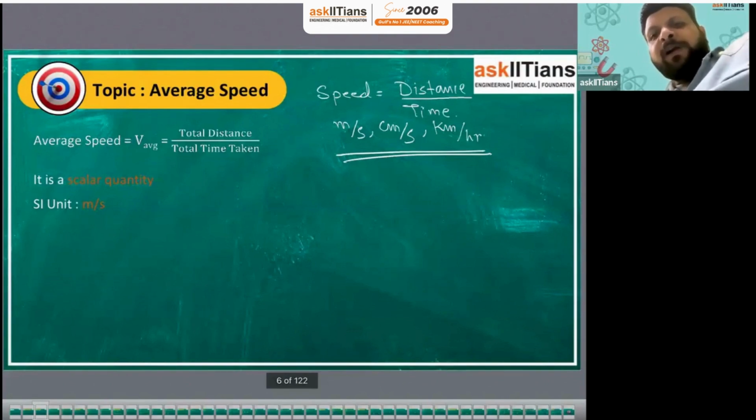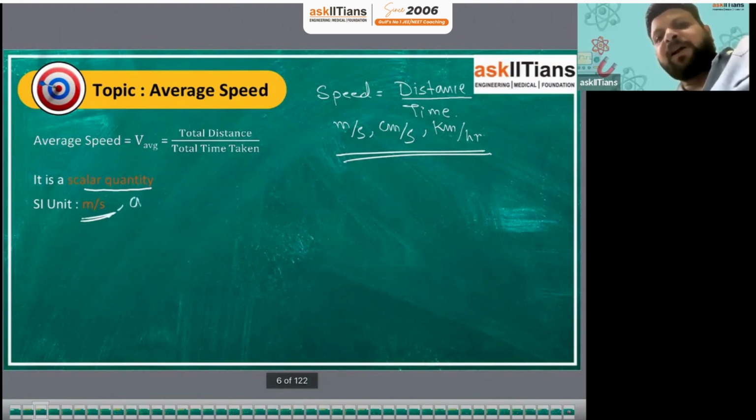It is a scalar quantity. Speed is a scalar quantity, so average speed is also a scalar quantity. Its units are also meter per second, centimeter per second, and kilometer per hour.